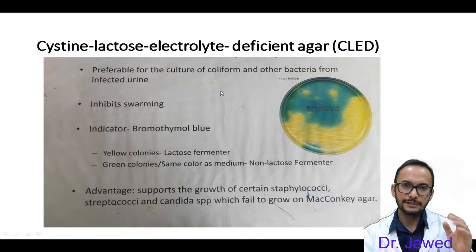We make it electrolyte deficient because we want to inhibit the swarming of Proteus, which has the tendency to swarm and spread over the whole culture plate, so that we are not able to isolate other organisms if present in the sample. That's why we use cysteine lactose electrolyte deficient agar. It also supports the growth of yeast and staphylococci, which can cause UTI.